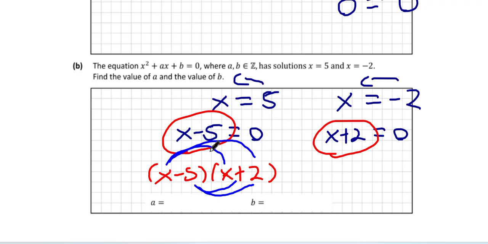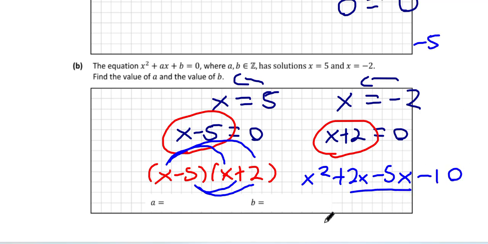X times x, x times 2, minus 5 times x, minus 5 by 2, minus 10. And then the middle part, guys? You can only add them because they're the same thing. 2x take 5x. Nearly. You have 2 and you only make 5. And that's your answer.